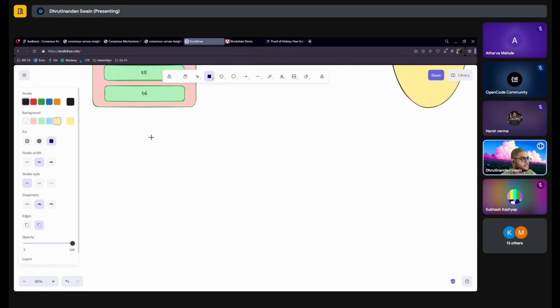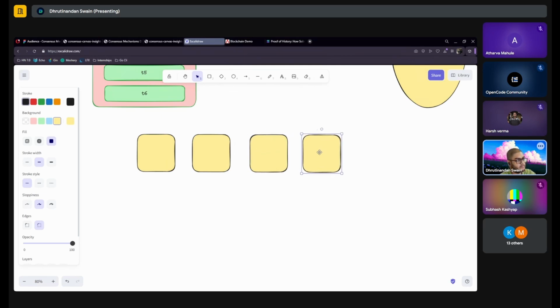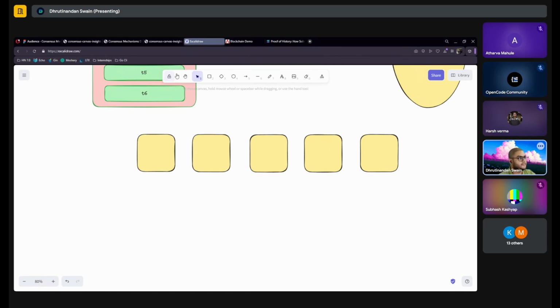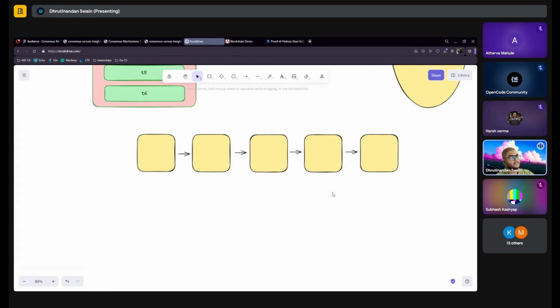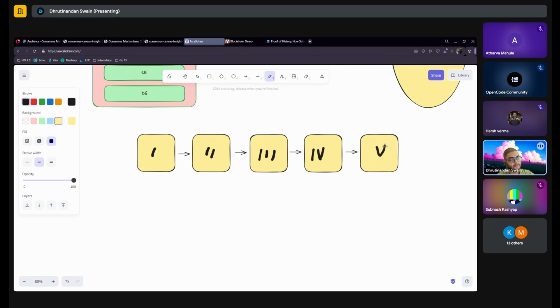So basically what it does is it forms a chain of events. Let it be one, let it be two, let it be three, let it be four, let it be five, and each event is linked with the previous event.